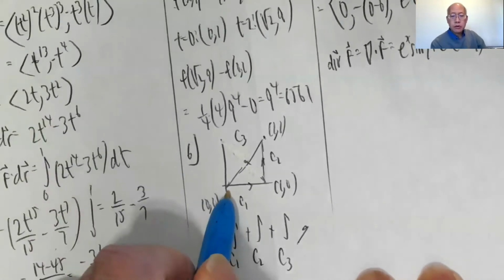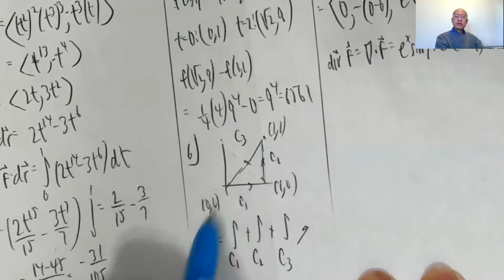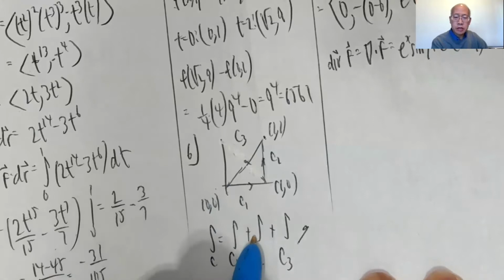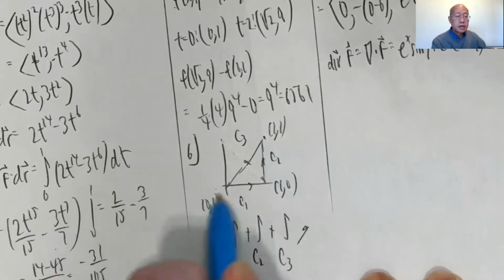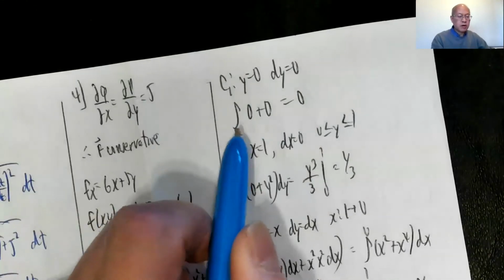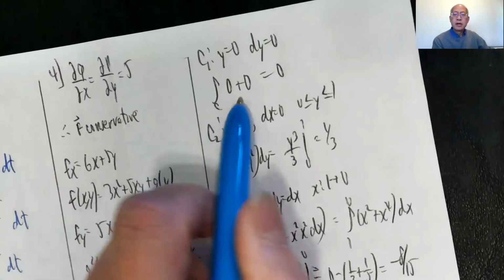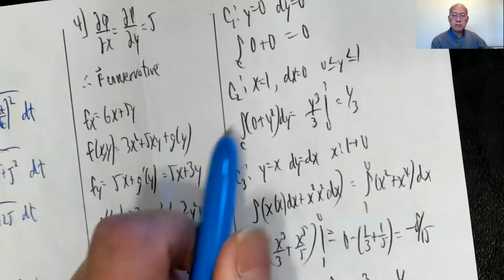Number 6, we're going like so and like so and like so. So the integral along C is the integral along C1 plus the integral along C2 plus the integral along C3. Along C1, y is 0, which means dy is 0. So when I plug into the original, there's a 0 everywhere. So that's going to be 0, and the answer is 0.